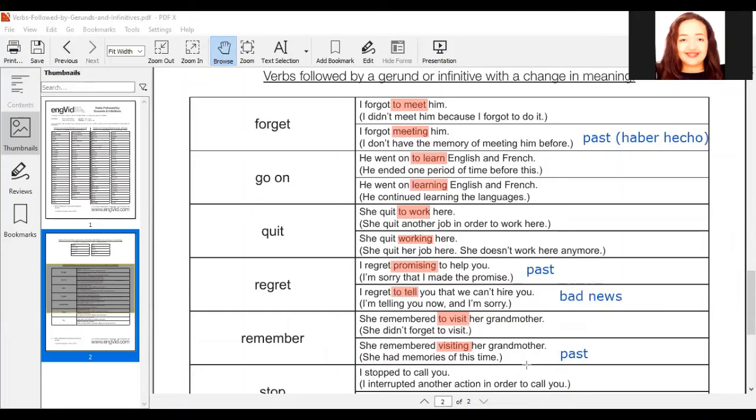Ella recuerda haber visitado a su abuela. Excellent, right? Ella recuerda haber visitado a su abuela, es decir, que ella tiene esos recuerdos de aquel momento en el cual fue a visitarla, right? This is a past intention one more time. Clear?